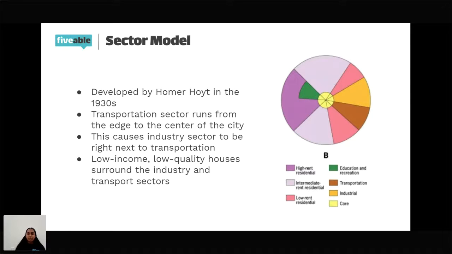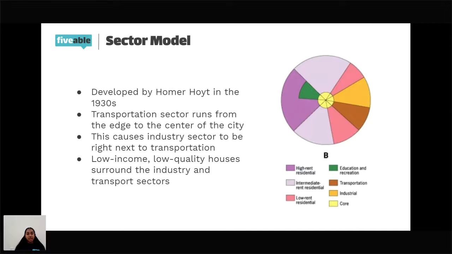And then as you can see, these pink zones, these low rent, low income, low quality houses, surround the industry and transport sectors, because the factory workers live in these small houses around these areas, so they're closer to their job. And high income houses extend in the opposite direction. This is for the upper class. It goes in the exact opposite direction of the lower class housing.